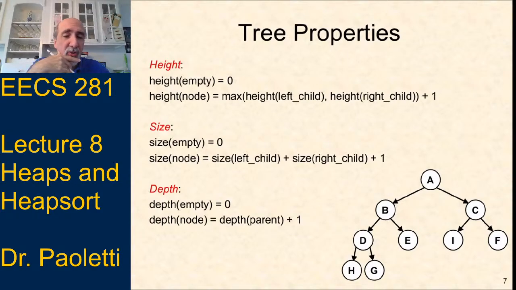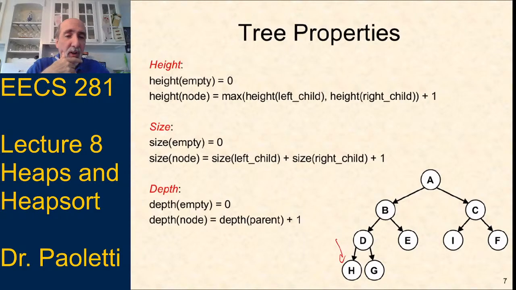So let's say I give you a pointer to h, and I ask, what's the height of the tree rooted at h? You would say, well, I take the maximum of the left and right. Well, the left and right are both null pointers. So the height of the left is 0, the height of the right is 0. Max of 0 and 0 is 0. We add 1 to that, and we've got a height of 1.